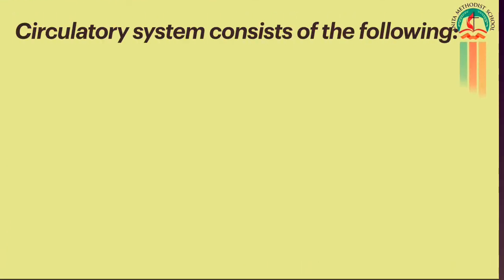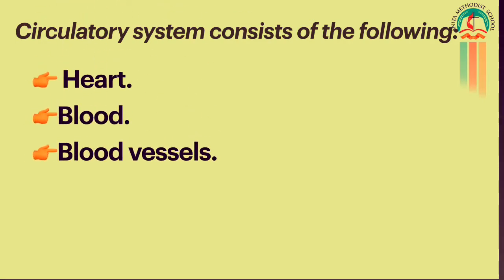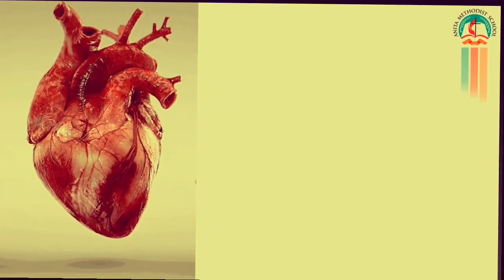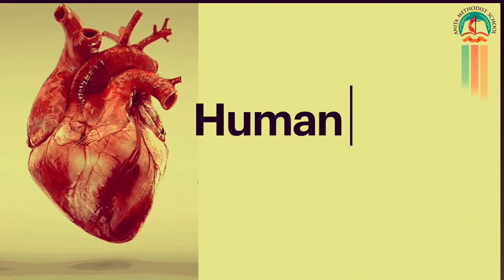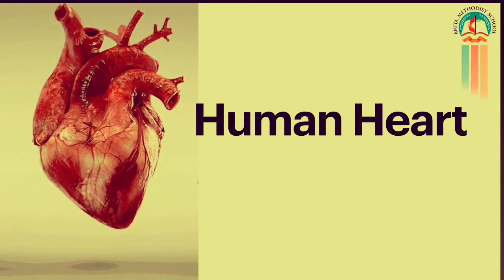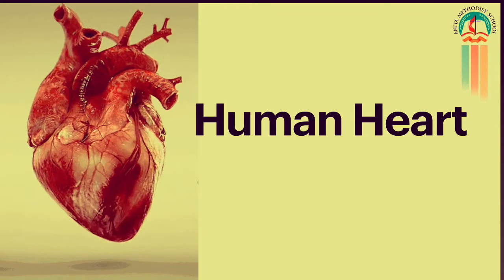The circulatory system consists of the following. First, the heart, blood and the blood vessels. So let's see about the functions and features of a heart. Have you ever seen a model of a human heart?